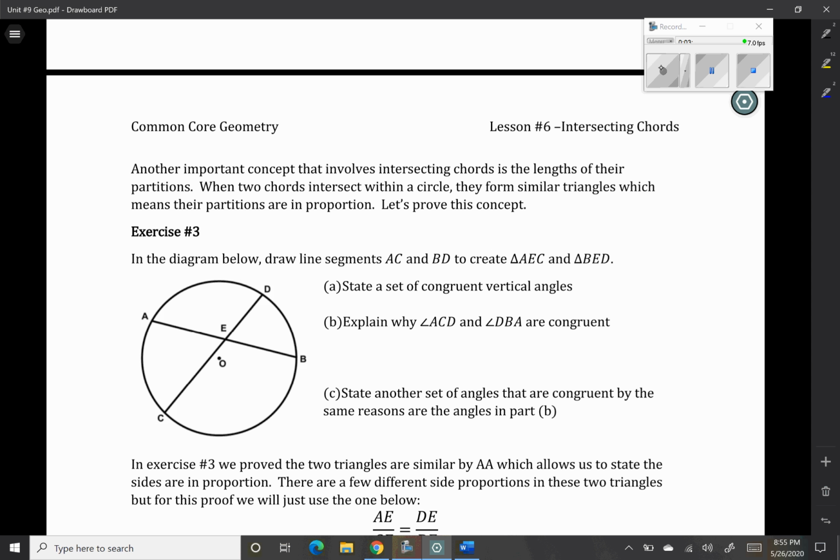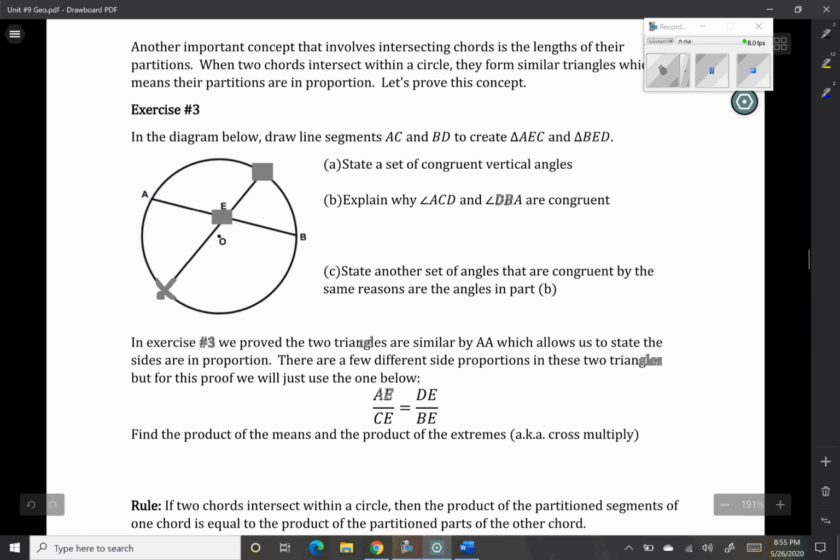All right. So it says another important concept that involves intersecting chords is the length of their partitions. When two chords intersect within a circle, they form a special triangle, which comes up with what we call partitions. So there's a proportion that's going to be involved here. The length of segment AB is not going to be the same as the length of segment CD, but they are going to be in proportion. And the reason why is explained through exercise 3. So exercise 3 is an explanation. If you understand the explanation I'm about to go through, awesome for you. If not, don't worry about it. Just look at the rule that we'll eventually get to at the bottom of the page here.